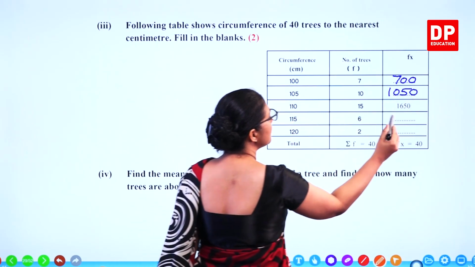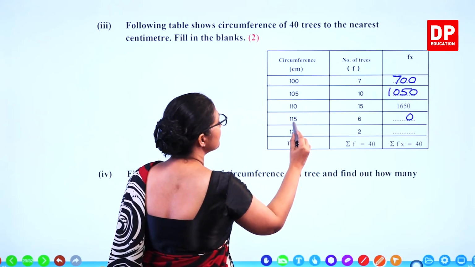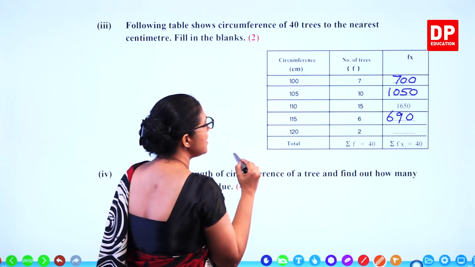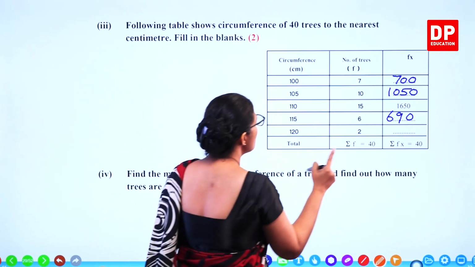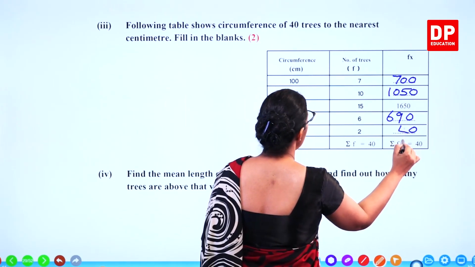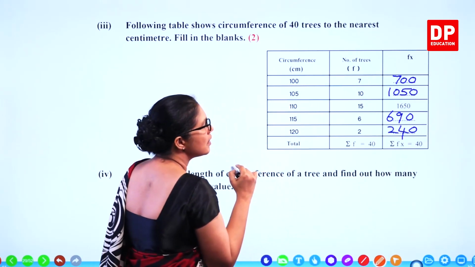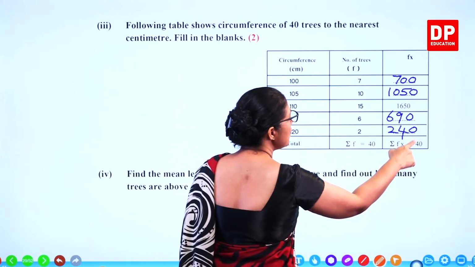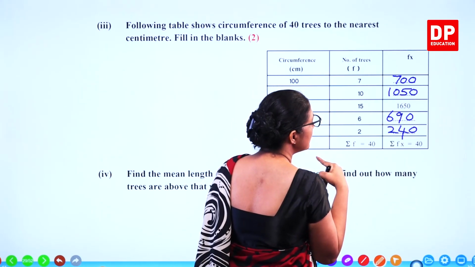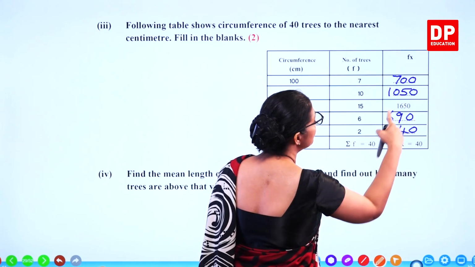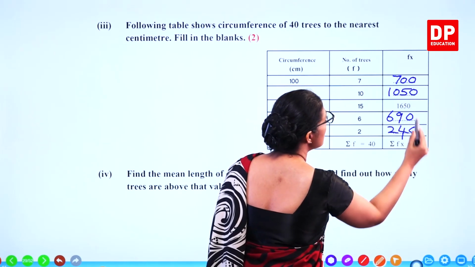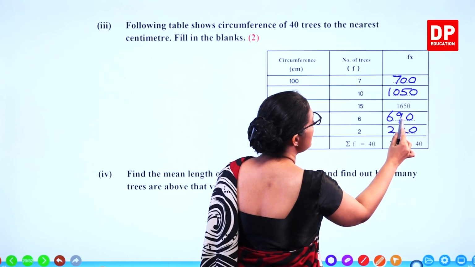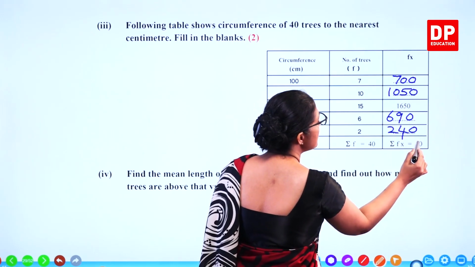115 times 6, 690. 6 times 1, 6. 120 times 2, you get 240. What's the total? Total is not 40, so we have to find out the total. So we'll find out: 0, 5, 5, 10, 19, 23.